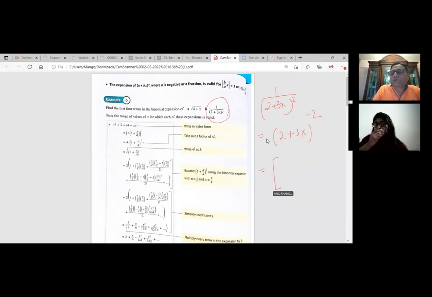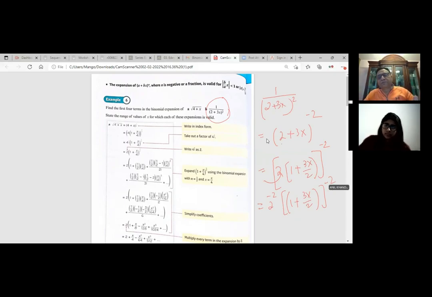That means 2 is factored out, so you get 1 plus 3x over 2, everything to the power of minus 2. And then you factor the 2 out, so 2 to the power of minus 2 is a quarter. And then you get 1 plus 3x over 2 to the power of minus 2. Before you expand, write down the condition that the absolute value of 3x over 2 is less than 1. You get the idea? Really clear.